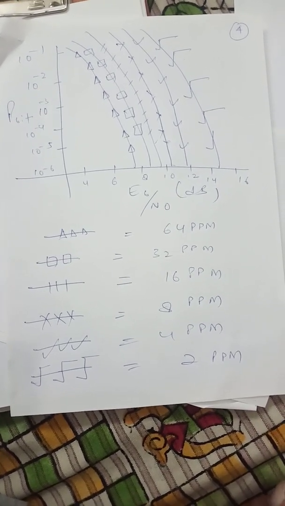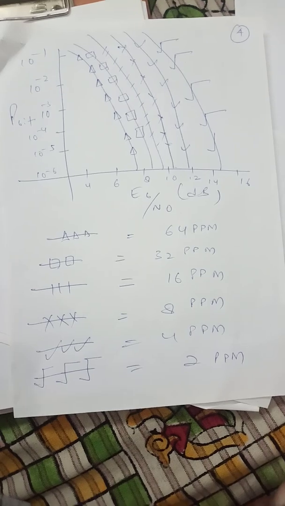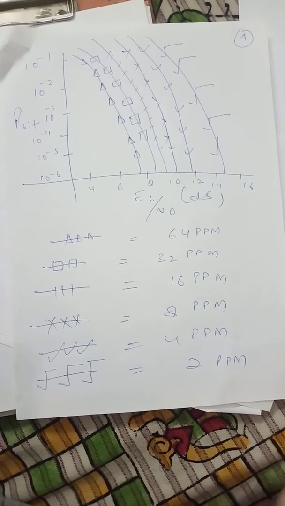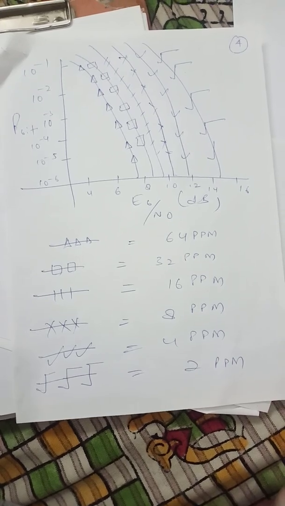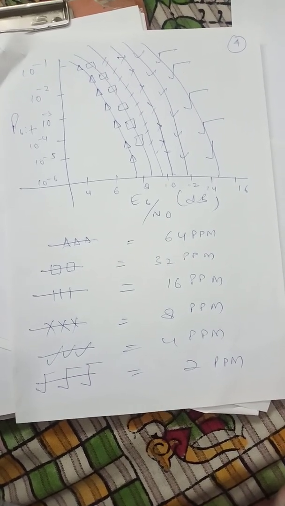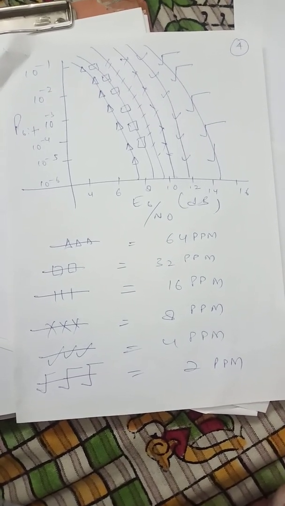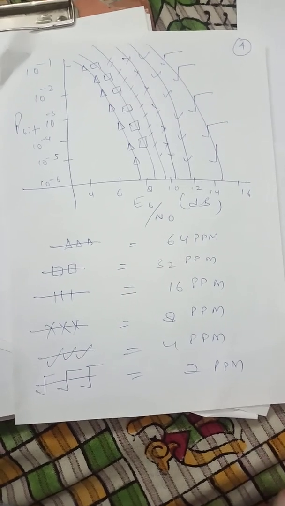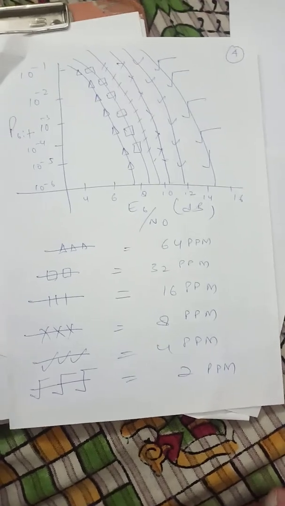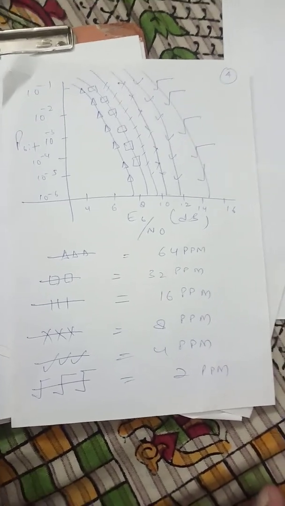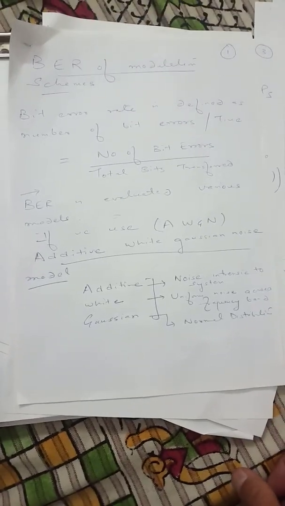Again, we can easily visualize from this graph that there is a variation of the bit error probability with respect to Eb/N0 as we increase the value from 2 to 4, 4 to 8, 8 to 16, 16 to 32, and from 32 to 64. So this is all about bit error rate using AWGN, that is, the additive white Gaussian noise model.